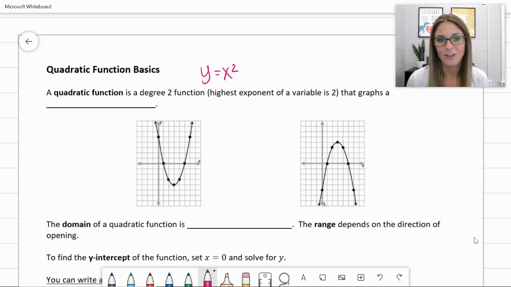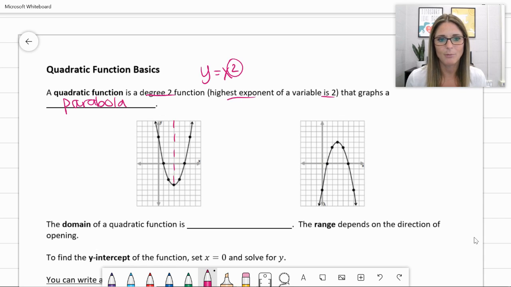A quadratic function is a degree 2 function, meaning the highest exponent of the variable is 2, right? Y equals x squared is a quadratic. It gives us that lovely graph, a parabola. Below that, I've got some graphs of parabolas. Let's identify some key features of our graphs.